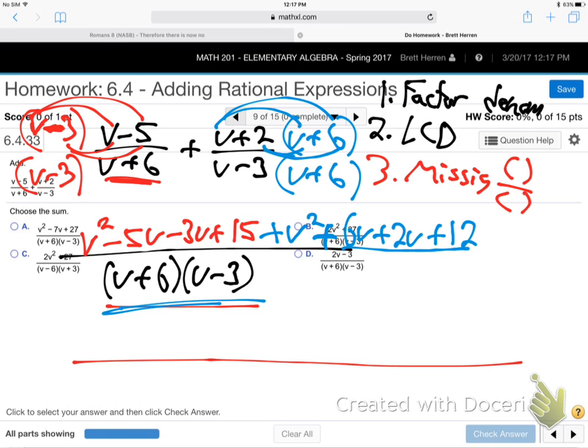So step 4 is just combine all the top. So V squared and V squared. Remember, we're adding now, right? So we're just adding numbers in the front. We're not messing with powers. V squared and V squared is 2V squared, isn't it? Good so far? And minus 5V and minus 3V is minus 8V. Plus 6V would be minus 2V. Minus 8 plus 6.